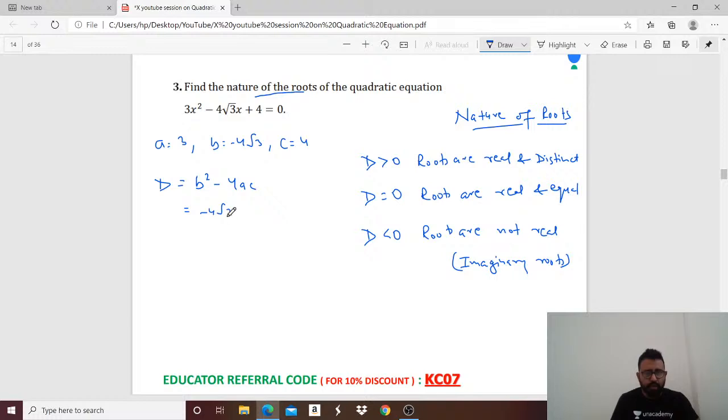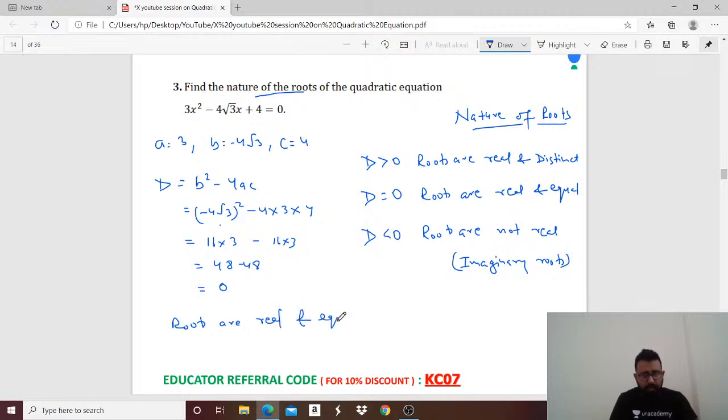So b square minus 4ac is minus 4 root 3 whole square, minus 4 into a, which is 3, and c is 4. This is 16 into 3, so minus 4 into 3 into 4 is 48. That's 48 minus 48. D is coming as 0. What are the roots? The nature of the roots: roots are real and equal.